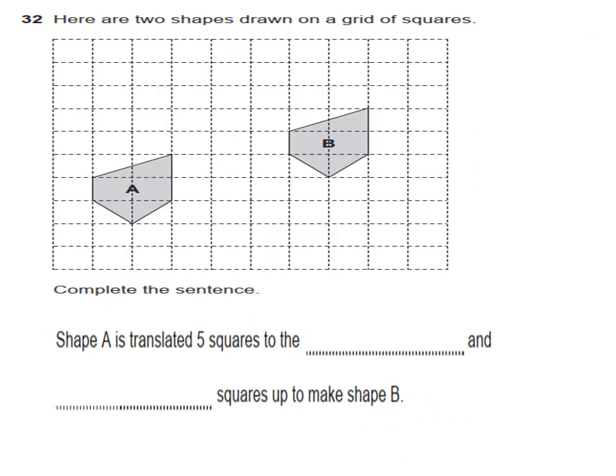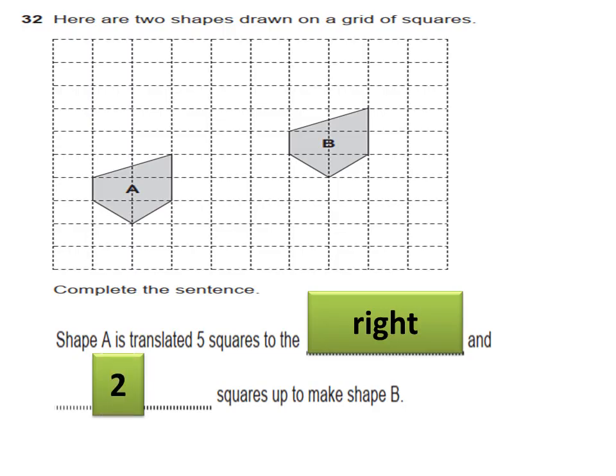Shape A is translated 5 squares to what? We're starting from shape A, so it's going to the right. And how many steps up or down? It's going up by 2 steps.